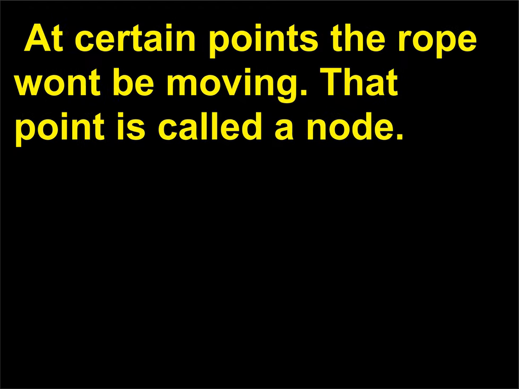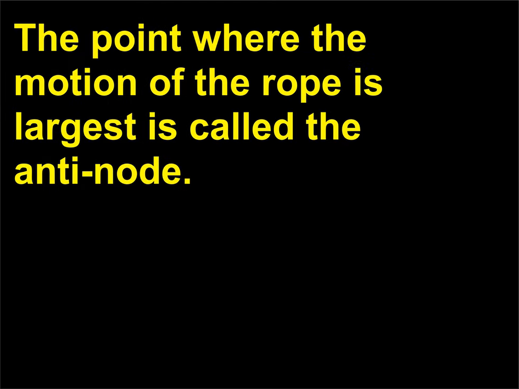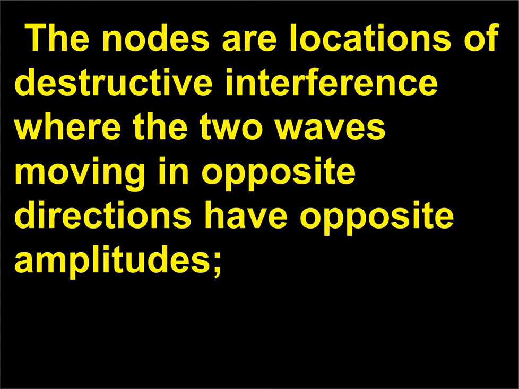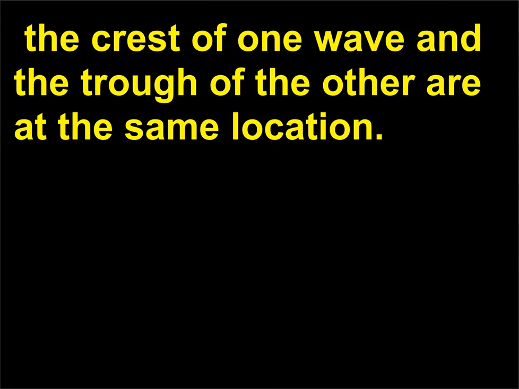At certain points, the rope won't be moving. That point is called a node. The point where the motion of the rope is largest is called the antinode. The nodes are locations of destructive interference where the two waves moving in opposite directions have opposite amplitudes. The crest of one wave and the trough of the other are at the same location.